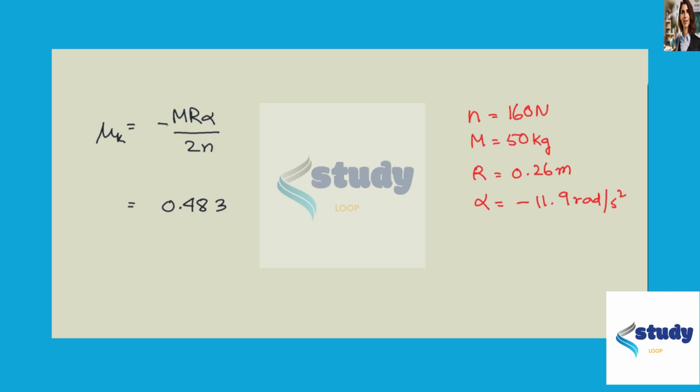0.483. So we got rid of this negative sign here because we see that alpha is negative here. So there are two negative signs, which makes mu k positive. And we see that that is 0.483. And there's no unit there because it's just a coefficient.